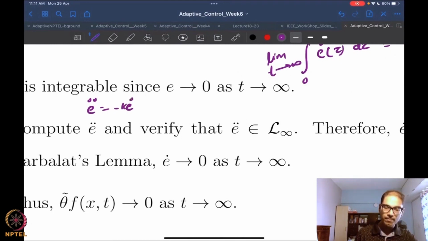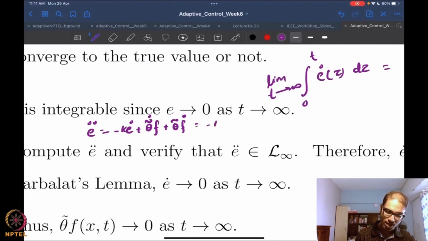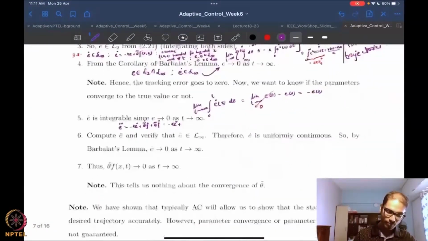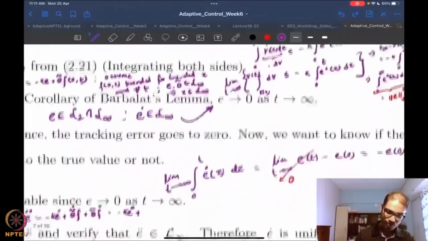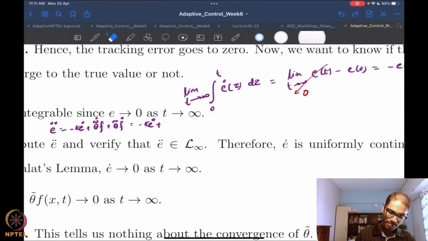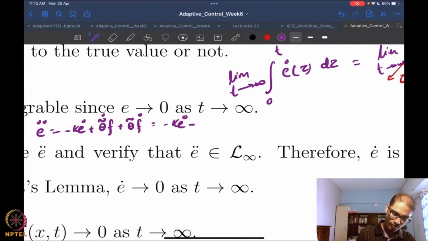minus K E dot. I'm not writing K E dot explicitly yet. Plus theta tilde dot F plus theta tilde F dot. I've removed the arguments from F. So this is minus K E dot, because I know E dot is already bounded, plus theta tilde dot. What is theta tilde dot? Theta tilde dot is in fact negative of 1 over gamma EF times F, so it's EF squared, plus theta tilde F dot.